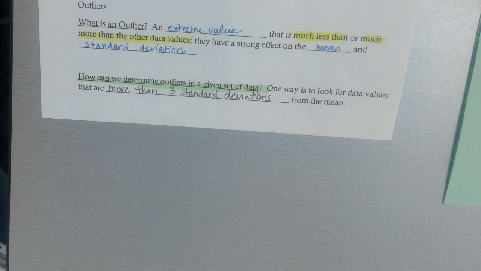Alright, so today we're finishing 8.1. The thing we're going to talk about today are outliers. So an outlier is an extreme value. It's either much higher than or much lower than your other values. Okay, so there's a certain method we use to calculate these.